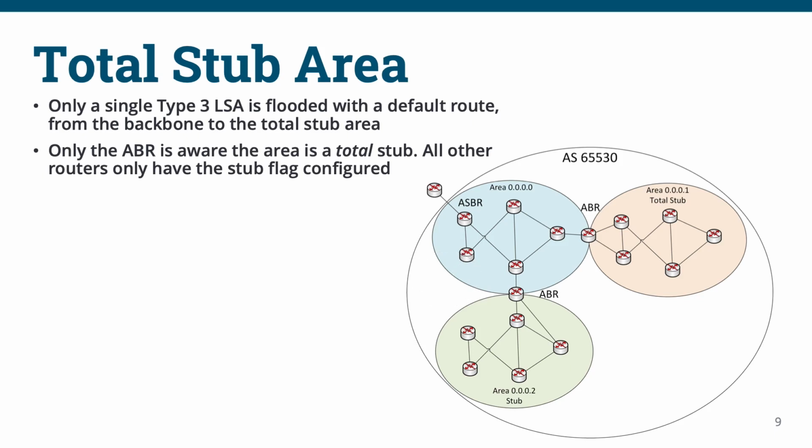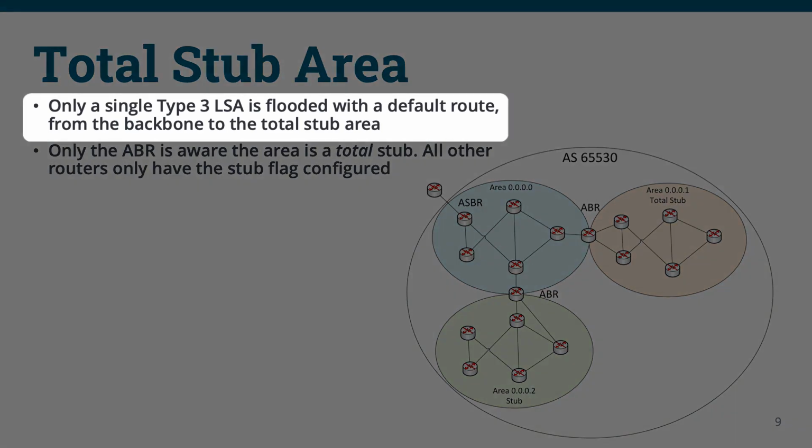In a total stub area, only a single Type 3 LSA is advertised from the ABR, which contains a default route. Like in a stub area, ASBRs are not allowed in the total stub area.